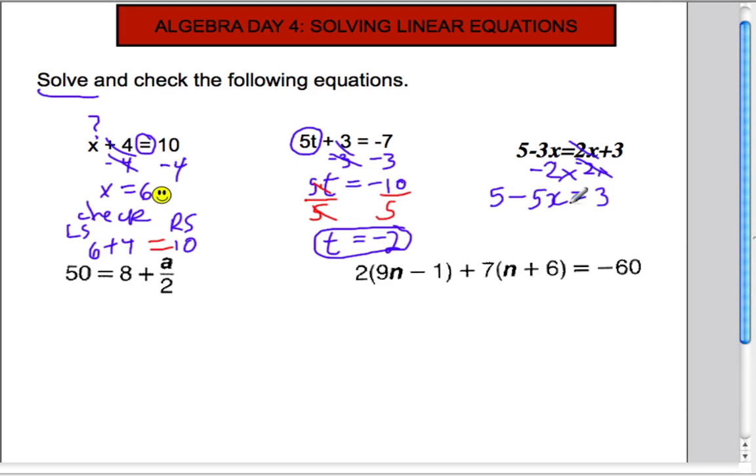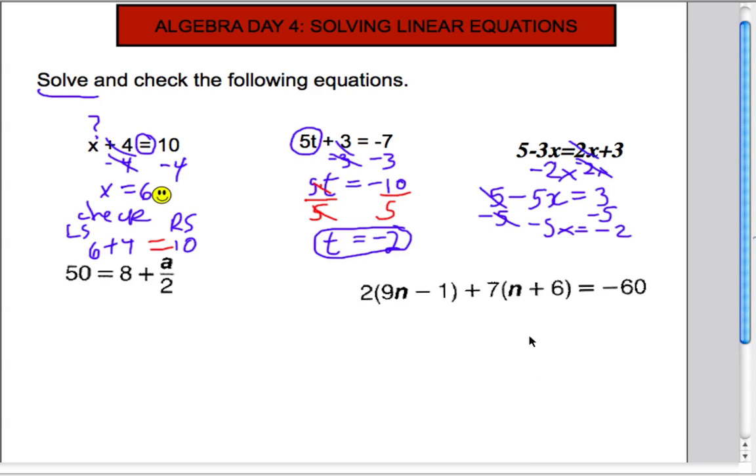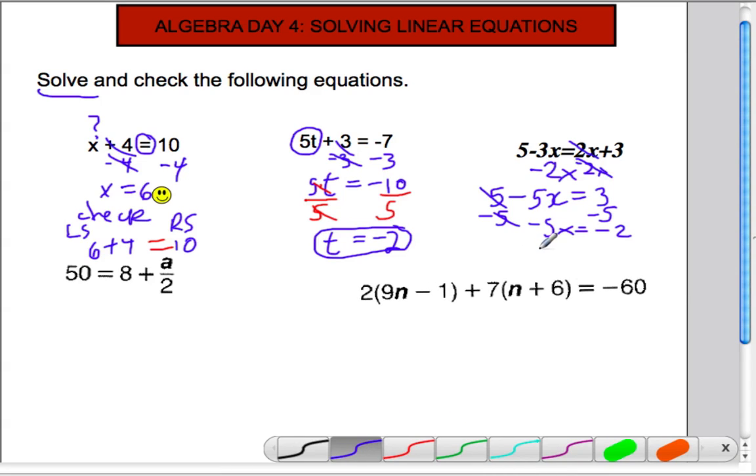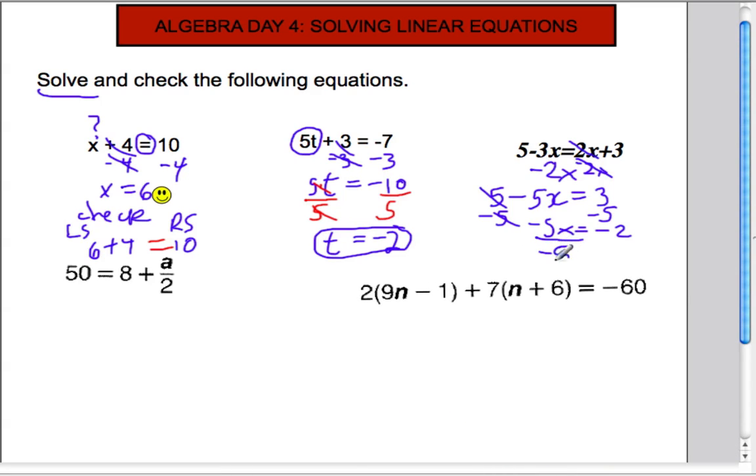Now, getting a little bit closer to x, let's get rid of the 5. We're going to subtract 5 from both sides. Now careful, don't lose this minus here, and you have minus 5x is equal to 3 minus 5, which is minus 2. The last step is we want to divide the left side by minus 5 and the right side by minus 5. Now a negative and a negative is a positive, so you have x is equal to 2 over 5.